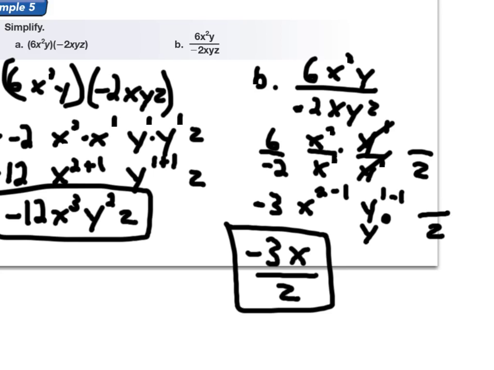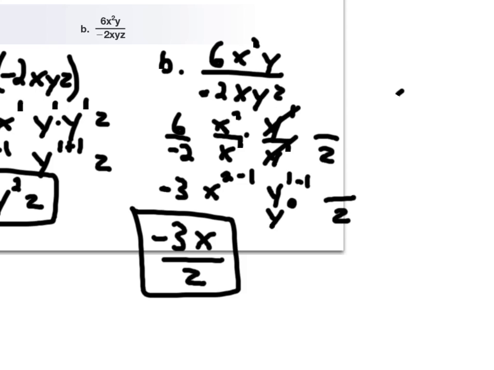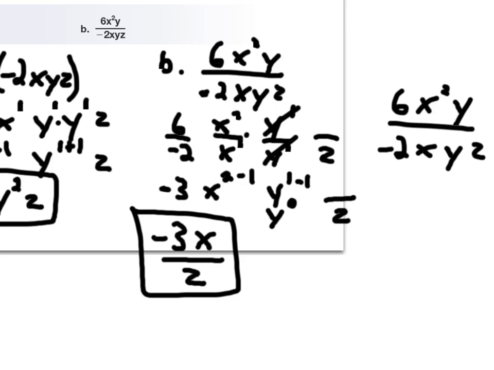Okay? Now that we've used our exponent rules, let me show you another way you can solve this problem. When I'm talking about canceling things, that might make it a little easier for you. I've got negative 2 and 6. I could take a negative 2 out of this and cancel that. And 6 divided by negative 2 is negative 3. So that would give me a negative 3 on the top.